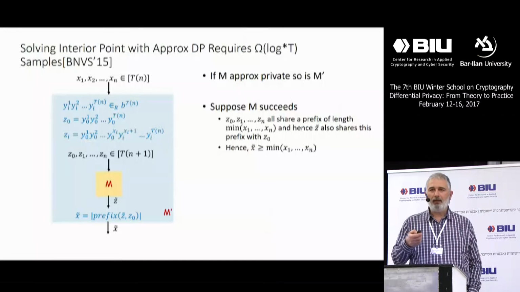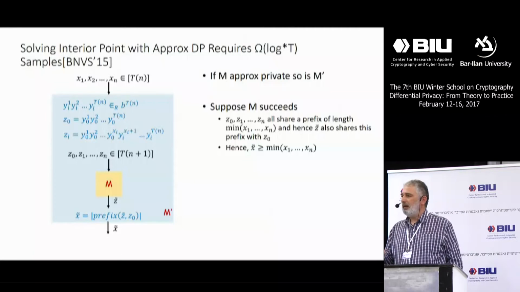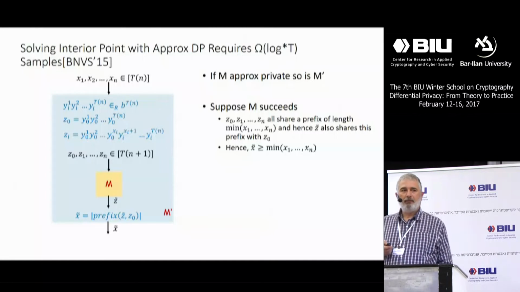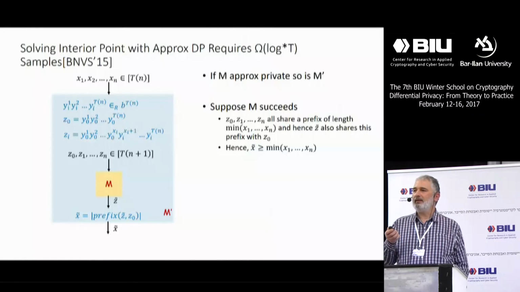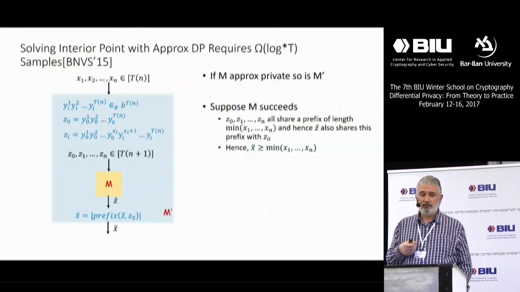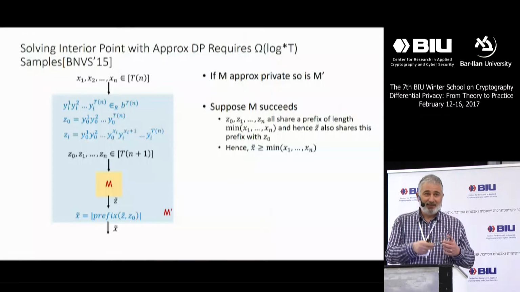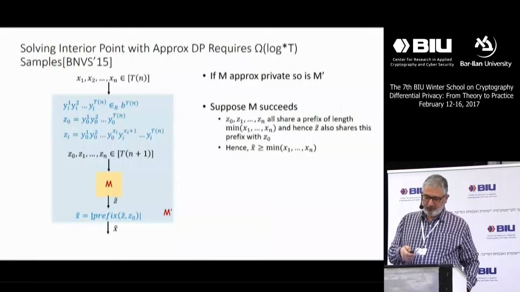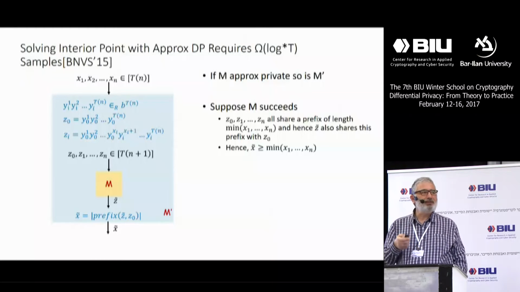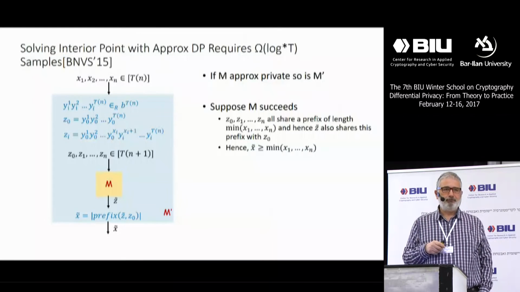But why would it not be larger than the maximum? What do you think? What tool can I use here to prove that it's not larger than the maximum? You can of course peek in your slides. And this is a place where we're using differential privacy to prove utility.